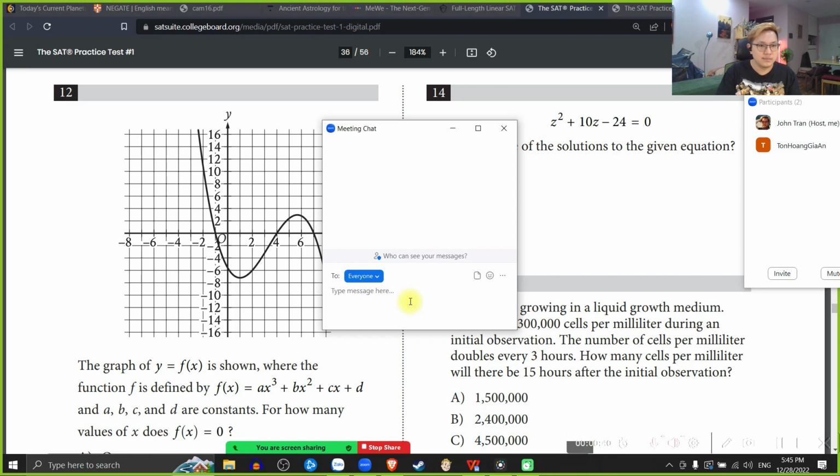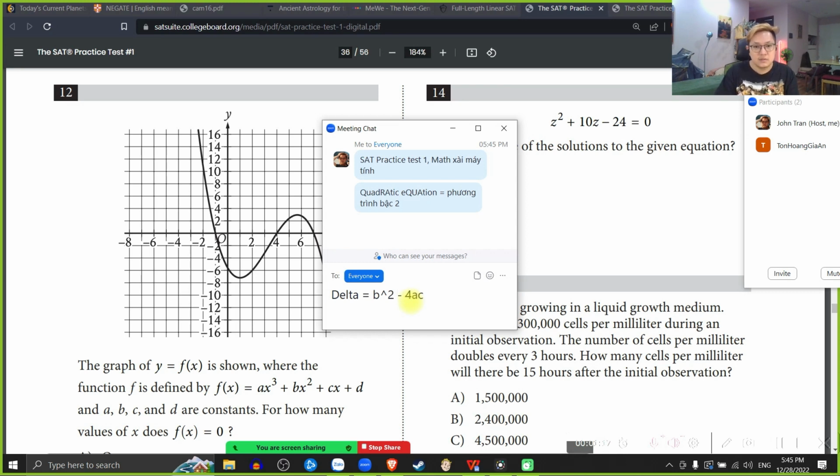So basically, SAT math, you have to use a calculator in this part, okay? So it's a quadratic equation. Phương trình bậc 2. Of course you have to calculate the delta equal to b squared minus 4ac.